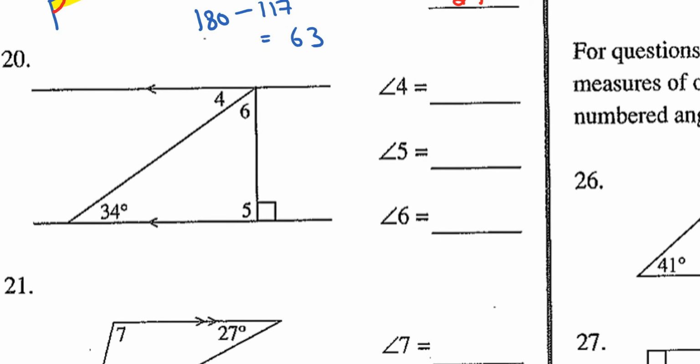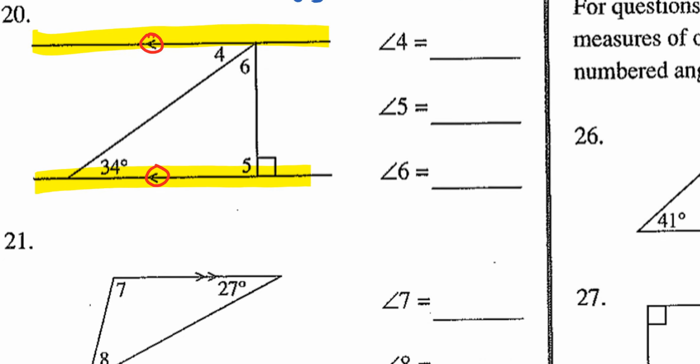For question number 20, once again, we do have these markings here indicating that these two lines are parallel. And just on the side here, I call this the Z-shape rule, but the proper term is alternate interior angles. If your top lines are parallel and you have this Z shape forming, then these two inside angles are going to be equal, and that's called alternate interior angles.